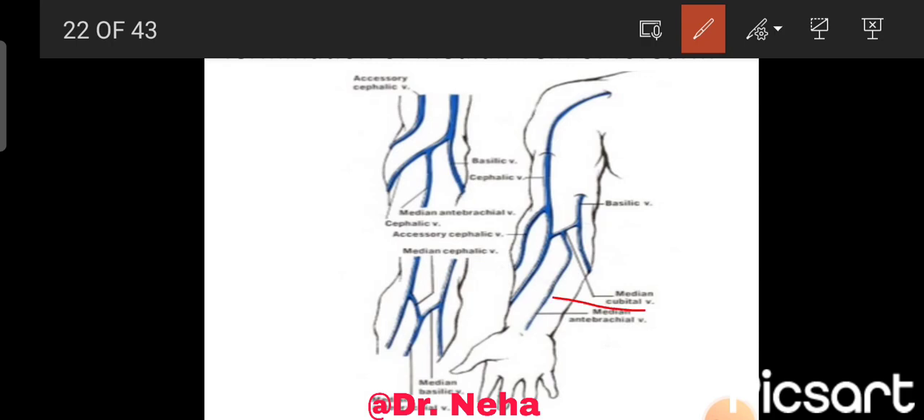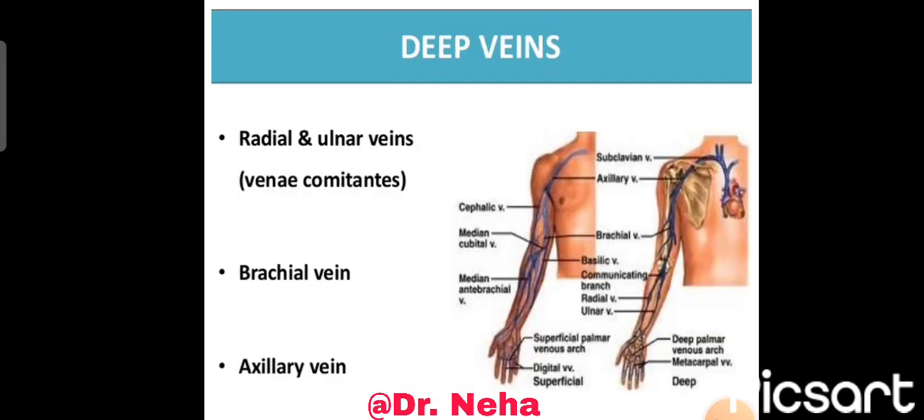This is the median vein of the forearm. Normally it terminates in the median cubital vein, but in case of absence of the median cubital vein, it divides into two branches, the median cephalic and median basilic veins. The median cephalic vein drains into the cephalic vein and the median basilic vein drains into the basilic vein.